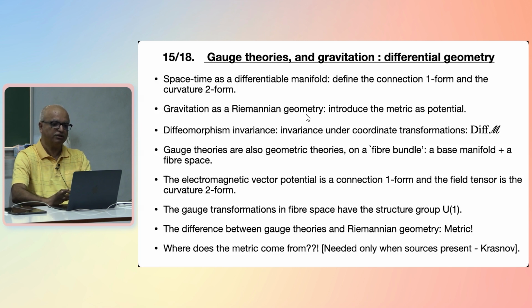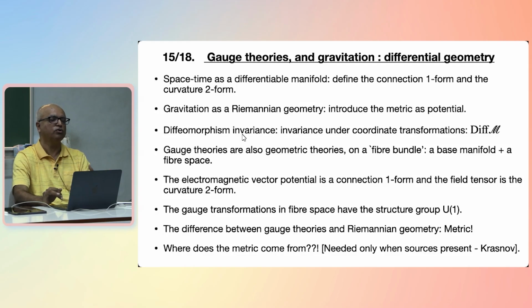Gravitation as a Riemannian geometry then requires the introduction of the metric as a potential. On a differentiable manifold, we do not have a metric. We have to add additional structure. Okay? When you add the metric, you get what you call a Riemannian geometry. Electrodynamics is not a Riemannian geometry. It is at this level, you have a connection, you have a curvature. The field tensor in electrodynamics is the curvature. The electromagnetic vector potential is the connection. The field tensor is the curvature.